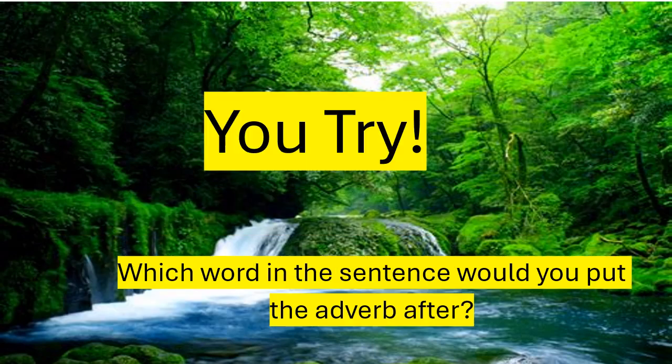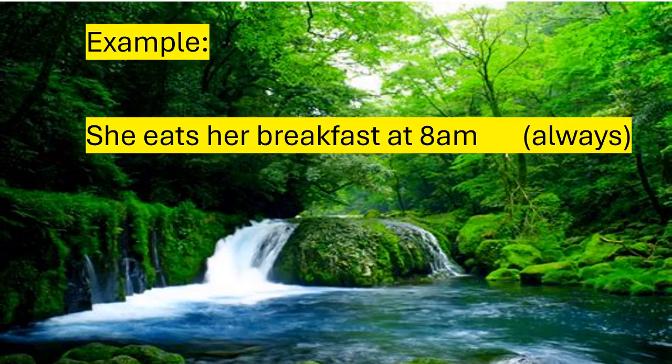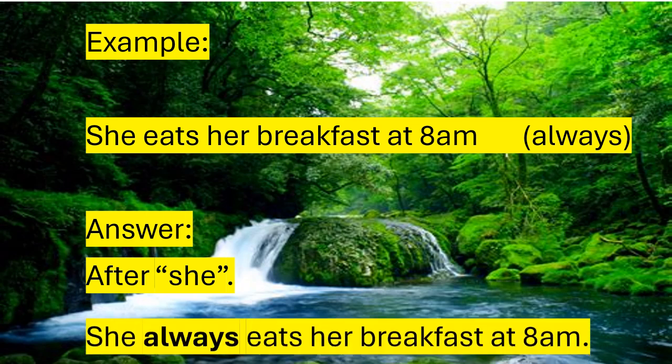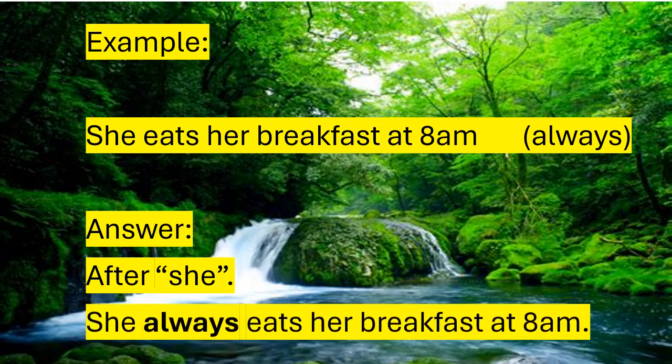Okay, you try. You have to say which word in the sentence would you put the adverb after. So, for an example, she eats her breakfast at 8 a.m. The adverb is always, and the answer is you have to put the always after she. So it says she always eats her breakfast at 8 a.m.